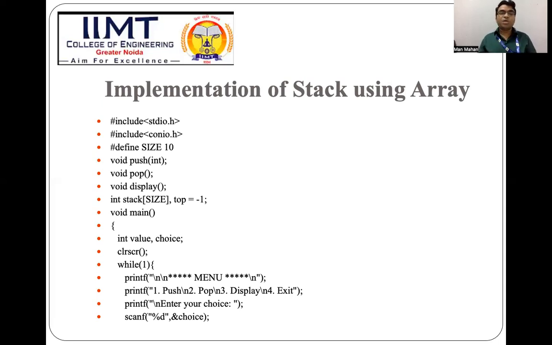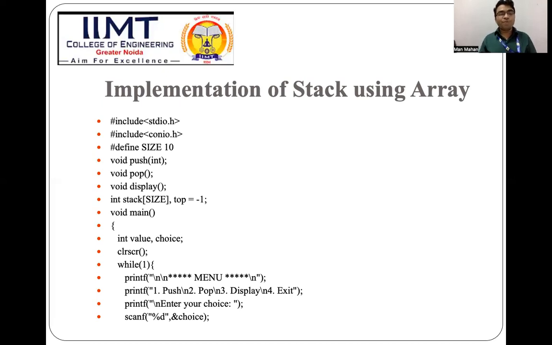In the starting position, top is equal to -1. After that, we start the main function. In the main function, we use a while loop and a switch case. We already discussed in the C programming language what a switch case is and how it can be implemented in C. So there are different types of values we use.